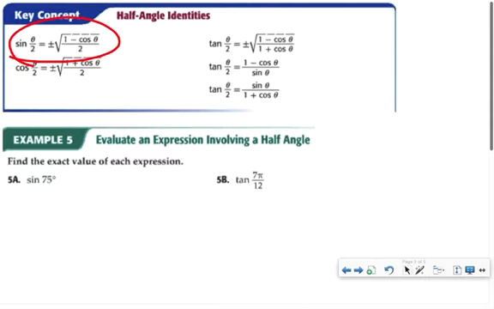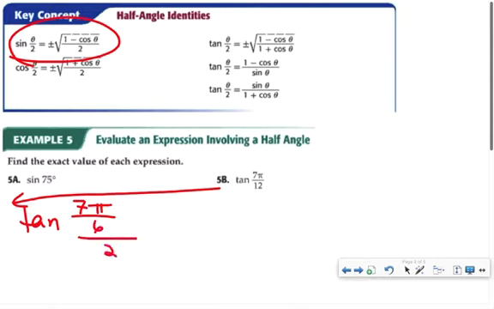For part B, I'm taking the tangent of 7 pi over 12, and that 7 pi over 12 is equivalent to 7 pi over 6 divided by 2. Now, on our notes, we have 3 different formulas for the half angle for tangents. But I want to caution you, use the formula that is closest to what's on your reference sheet. Because remember, you don't have all of these formulas on your reference sheets. You're having to kind of use the power reducing formulas to move and shake it into the half angle identities.